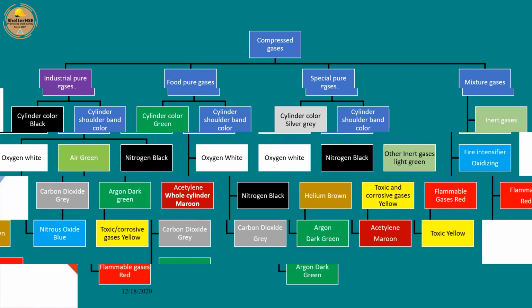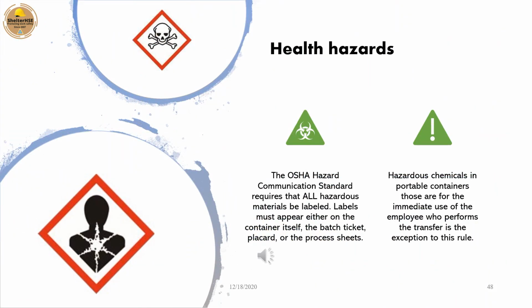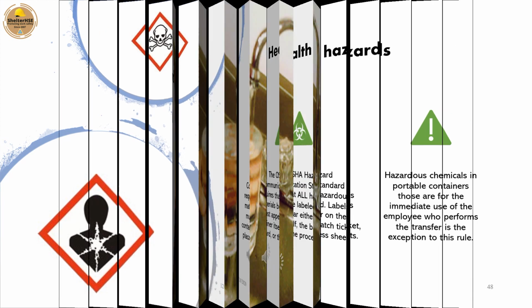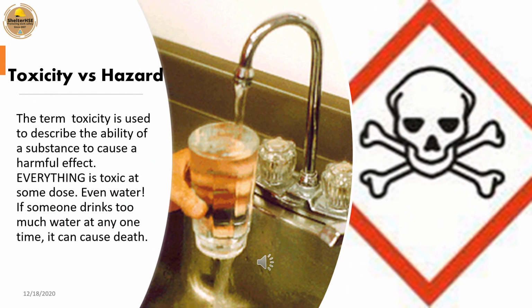The OSHA Hazard Communication Standard requires that all hazardous materials be labeled. Labels must appear either on the container itself, the batch ticket, placard, or the process sheets. Hazardous chemicals in portable containers that are for the immediate use of the employee who performs the transfer are the exception to this rule.